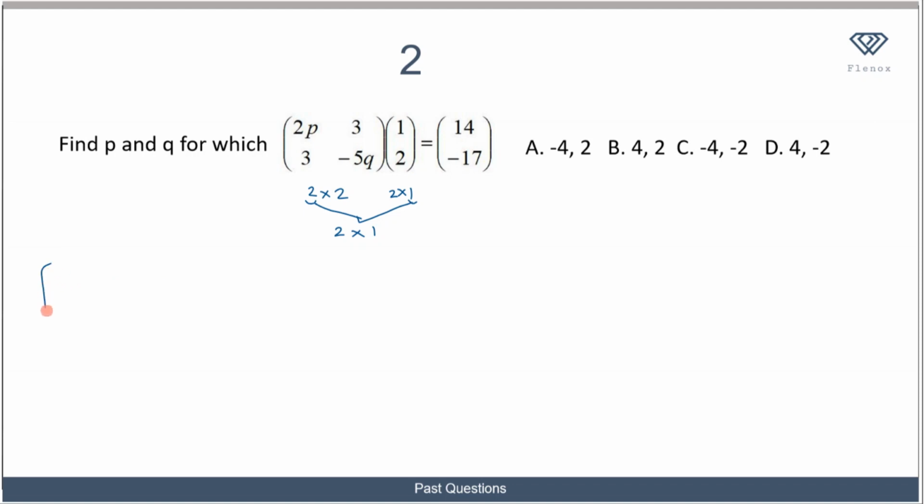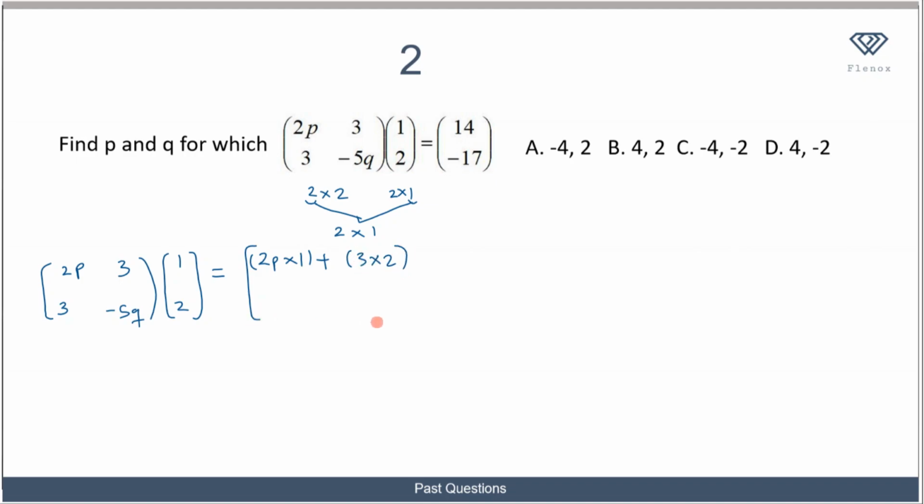So writing it out, we have 2p and 3 here, then 3 and minus 5q, times 1 and 2. So to multiply this, what would this result in? To get the first cell, we multiply the first row by the only column there. So we have 2p times 1 plus 3 times 2.